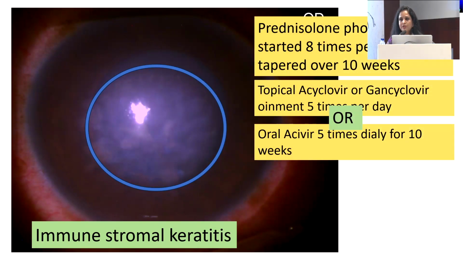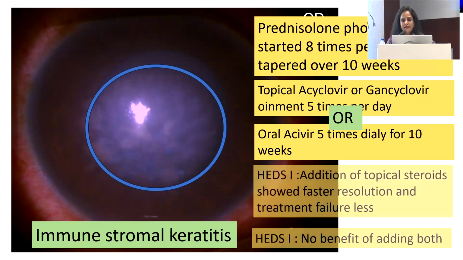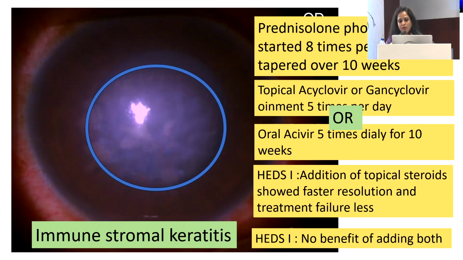These patients should be started on prednisolone phosphate at least 8 times per day and tapered over 10 weeks, and topical antivirals or oral acyclovir can be added. We have to remember that according to the HEDS study, the addition of topical steroids showed faster resolution and less treatment failure compared to patients on placebo treatment. They also showed that there is no benefit of adding both oral and topical antivirals at the same time. Just give one, either topical or oral antivirals.